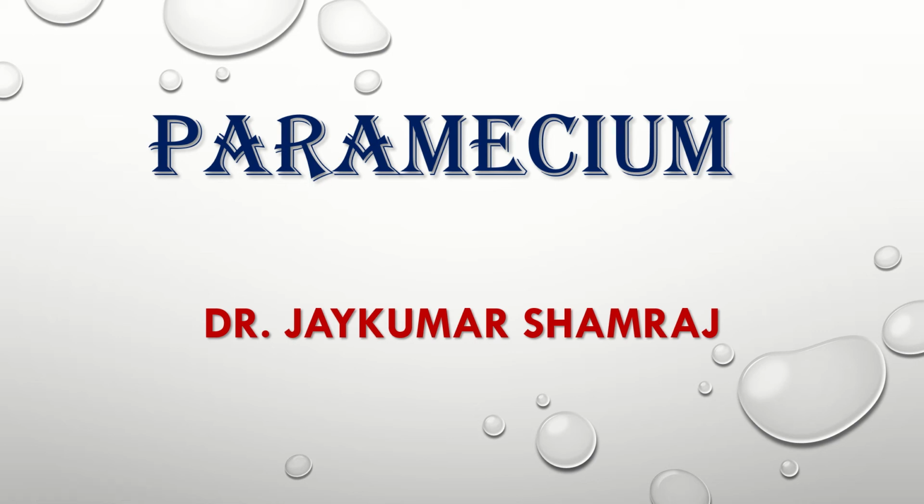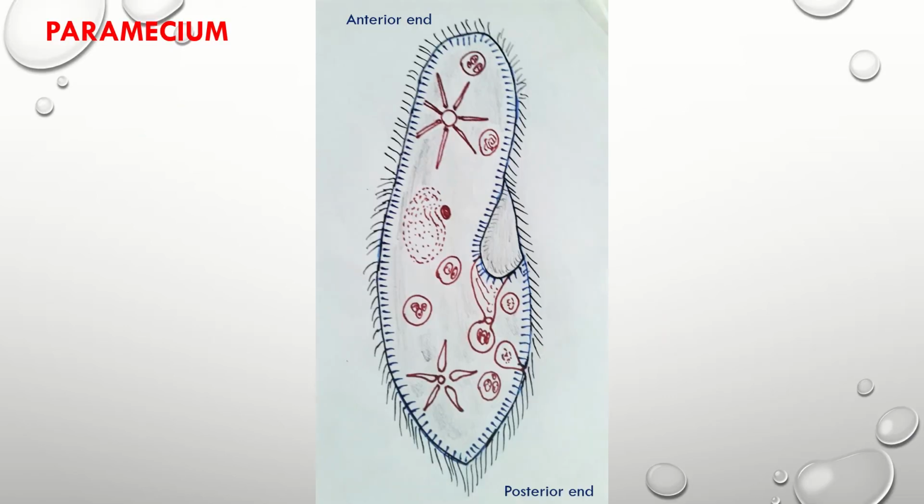So we are going to discuss the structure or morphology of paramecium. Paramecium is a microscopic organism with an elongated body, and it is often described as a slipper shaped organism or having a spindle shaped body.